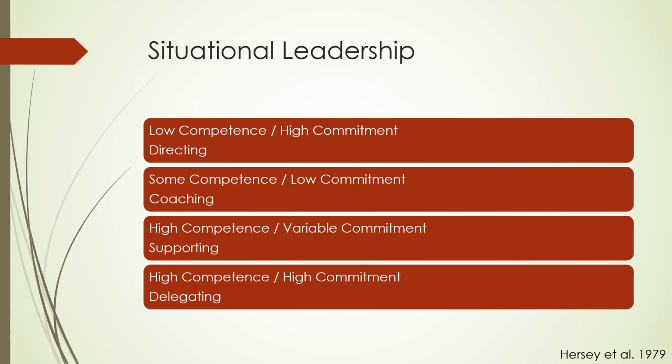Then, if someone is highly competent but has variable commitment, you're going to encourage autonomy. Act as a sounding board essentially. Listen to their concerns, what is going on, and try to build their self-efficacy. And then someone who is highly competent and highly committed, you're going to be delegating. You're essentially going to get out of their way, give them ownership of the task, and let them do the job that they might be able to do almost better than you at times. So, very important situational leadership elements.